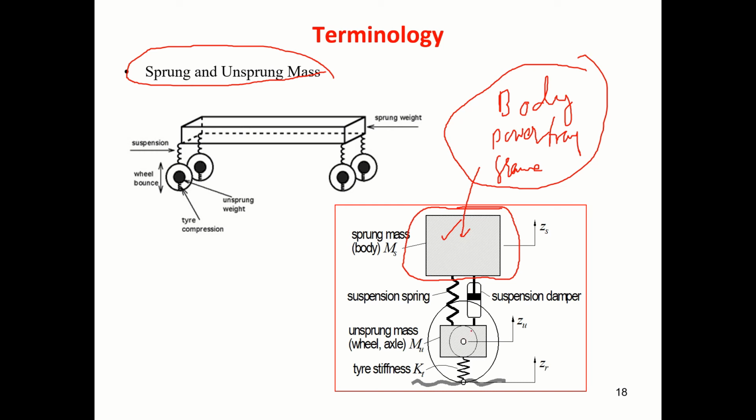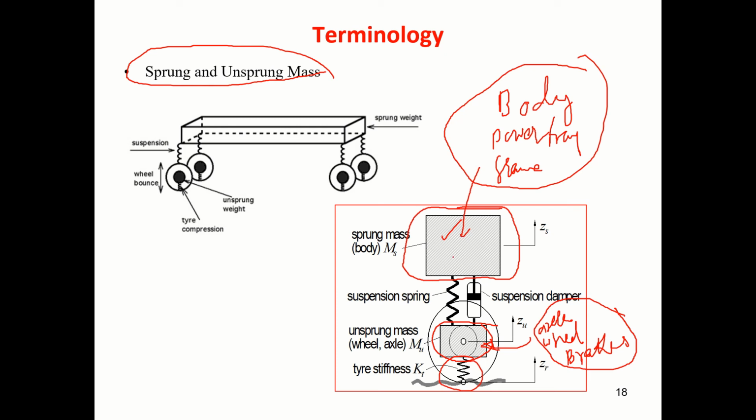Here the axle, the brakes, the wheel, those parts, right? The wheels, all these, they become unsprung mass. So you can say axle, then the wheel, right? Then the brakes. All these constitute the unsprung mass. On the wheel, the tire sits. Tire is modeled as a spring, right? That is tire.